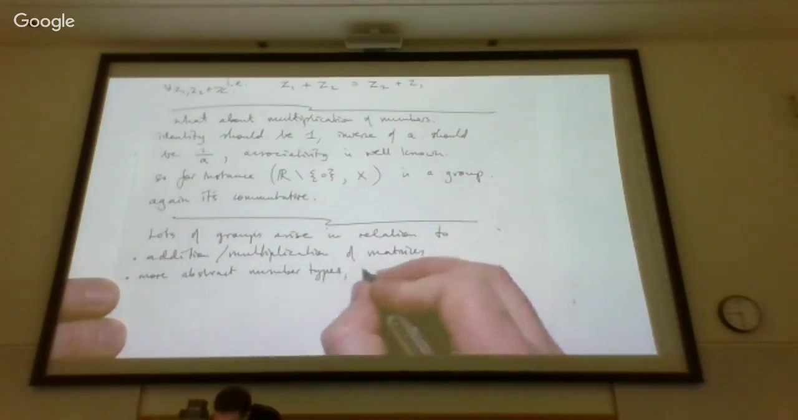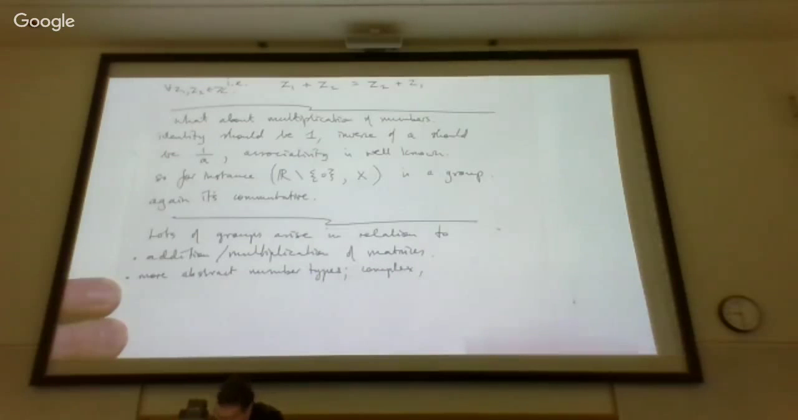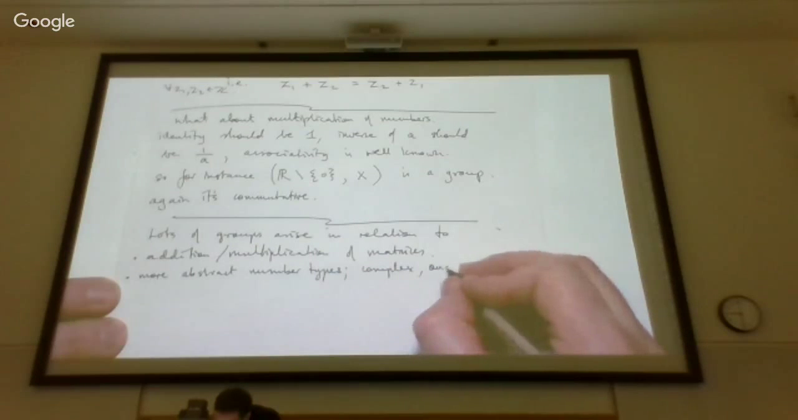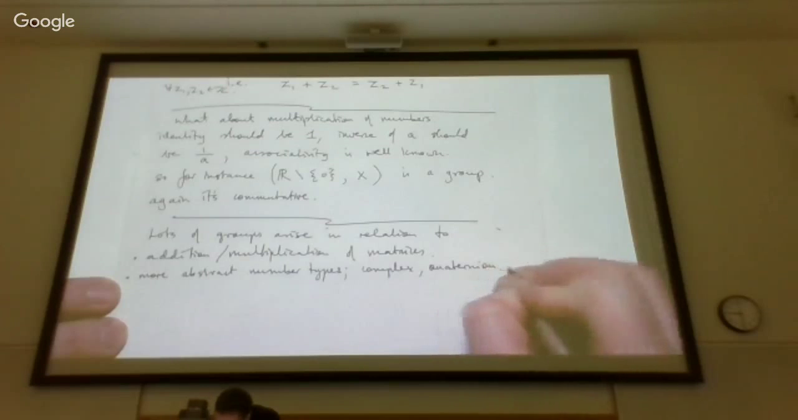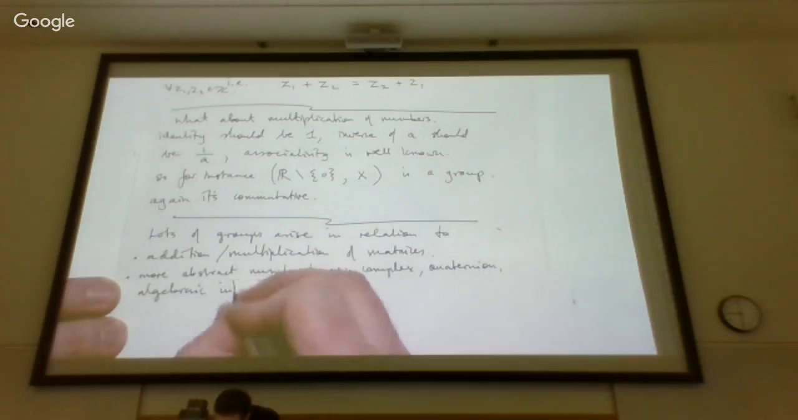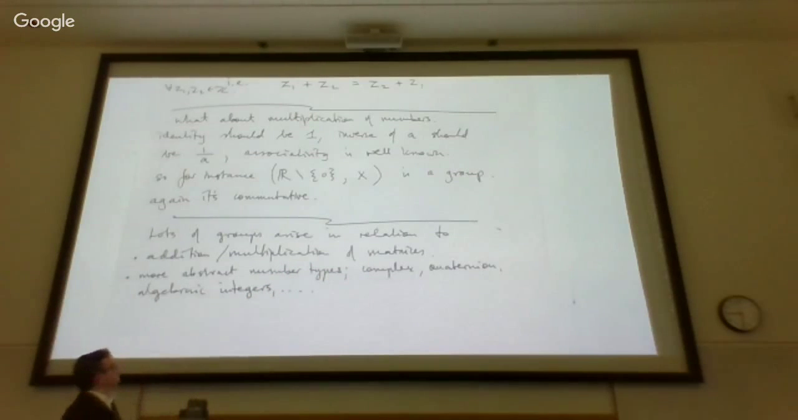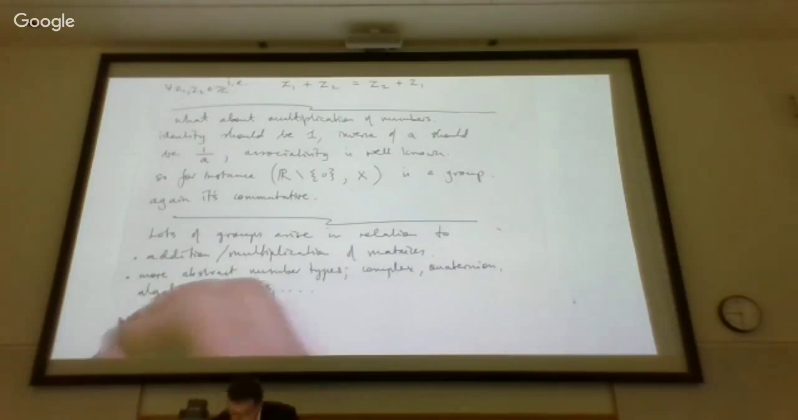More abstract number types, so complex numbers, quaternion numbers, algebraic integers, lots of these terms that you don't know what they mean. But there's a whole menagerie of more abstract number types where you've got operations that grow out of addition and multiplication, and so lots of number type groups.